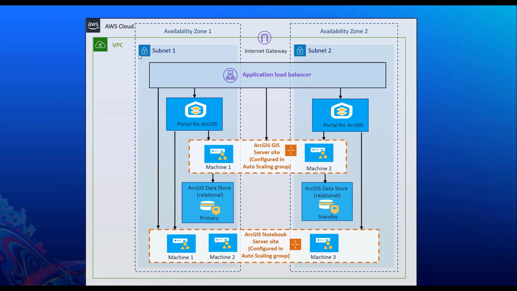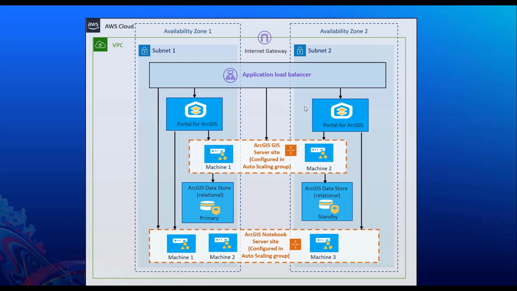This deployment has a VPC with two public subnets in it. It contains an application load balancer. Here, I have configured Portal for ArcGIS, ArcGIS GIS Servers, ArcGIS relational data stores, and ArcGIS Notebook Servers on separate sets of machines in highly available mode. In the end, I have federated the ArcGIS GIS Server site into portal as a hosting server and federated the ArcGIS Notebook Server site into portal as a notebook server.